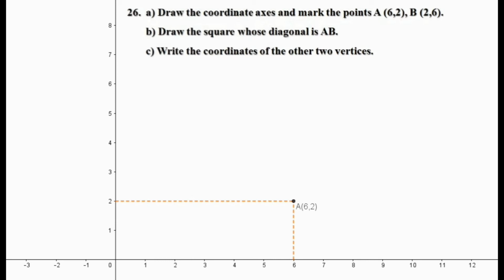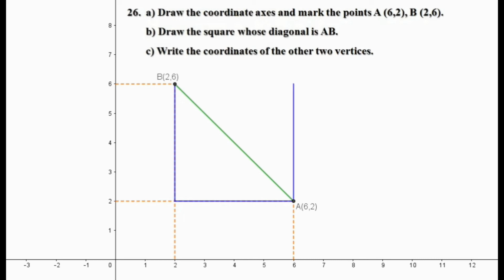Similarly, draw a perpendicular from the point 2 on the x-axis and draw a perpendicular from the point 6 on the y-axis. The intersecting point is (2, 6). Now we have to draw the square whose diagonal is AB. First of all, let us draw the diagonal by joining A and B. Now to draw the square, draw a perpendicular from B to the x-axis and from A to the y-axis. Similarly, draw perpendiculars and make the square.